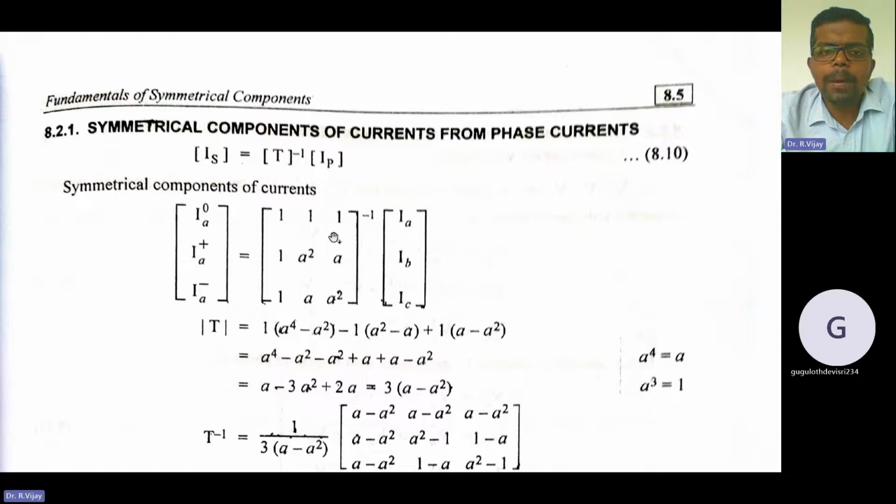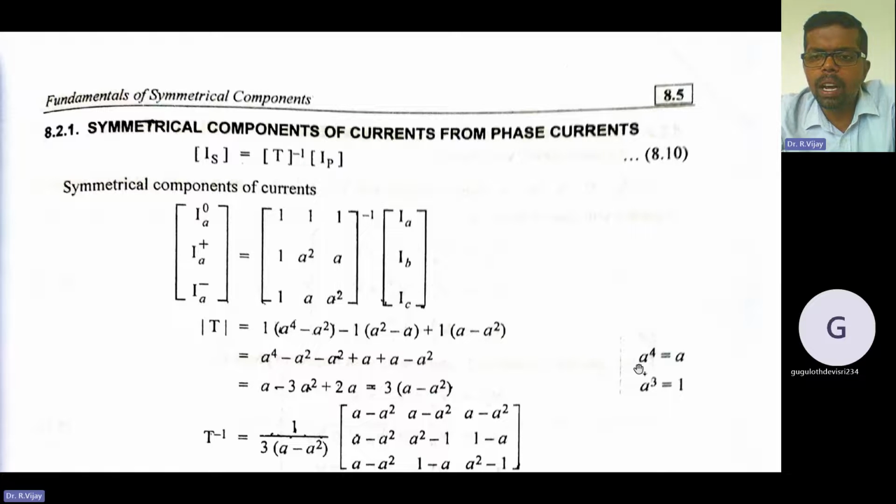Now, for a matrix A, A inverse is equal to 1 by modulus of A into adjoint of A. Here it is T inverse. So T inverse is equal to 1 by modulus of T into adjoint of T. First, you need to calculate the modulus of T. How? First, we take this first term 1 outside into A power 4 minus A square.